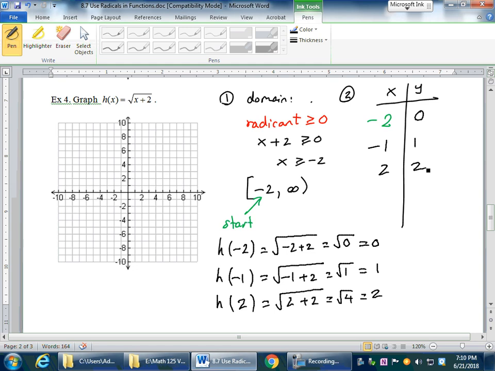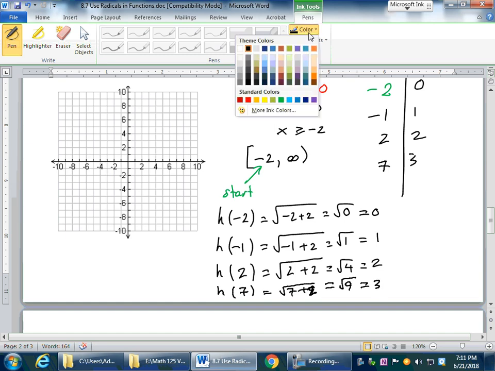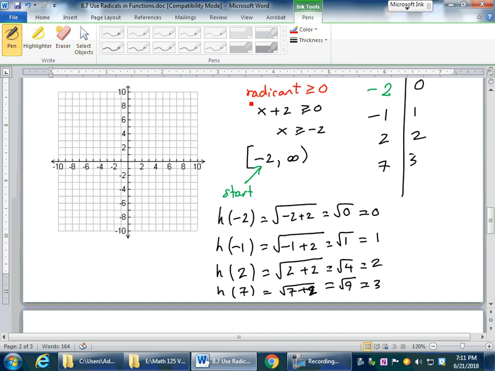Finally, the next perfect square number that I want to use is square root of 9. The only way that I can get 9 is picking 7. So 7 plus 2 is 9, and square root of 9 is 3. So finally, I got enough points to graph. At -2 will be 0. At -1 will be 1. At 2 will be 2. And at 7 will be 3. So I got my curve right here.